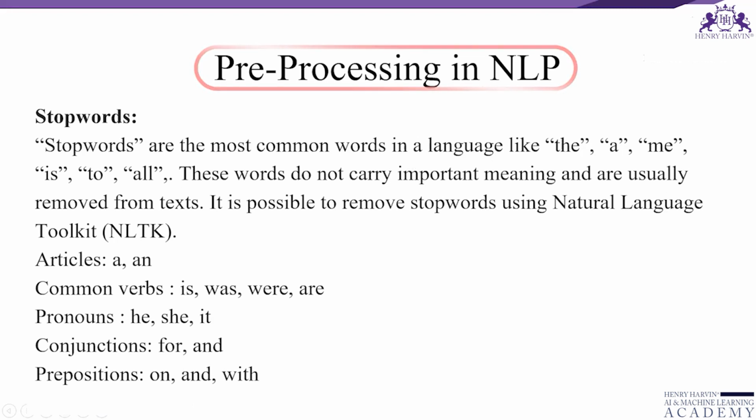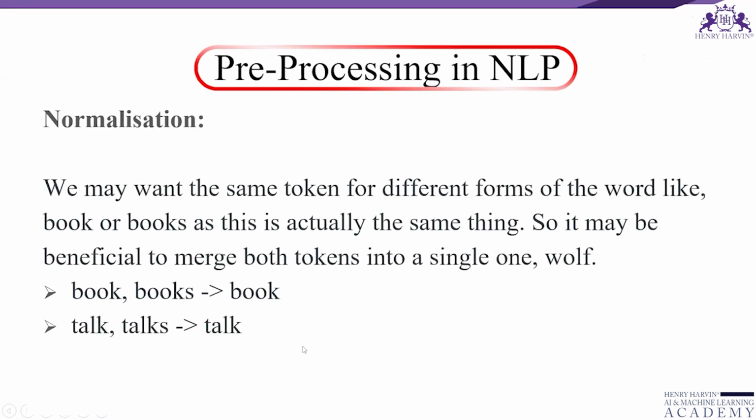A simple way is to make use of the word's document frequency, so word presence across the corpus is used as an indicator for classifying stop words. How does stop word removal help? What are some alternatives for stop word removal? We have to think about that. Stop words are the most common words in a language, like me, is, to, all. Do you think they have any meaning? No, actually they work as a bridge to fill the gap between the words in a sentence. We can remove stop words using the Natural Language Toolkit. Examples include articles, common verbs like is, was, are, pronouns he, she, it, conjunctions like for and, and prepositions like on and with.